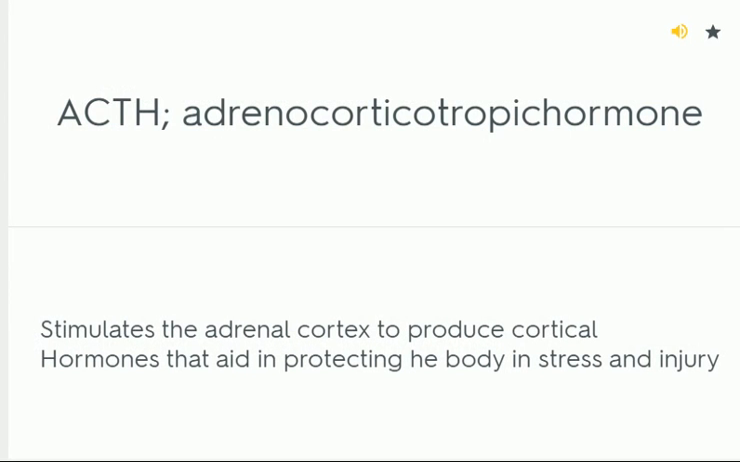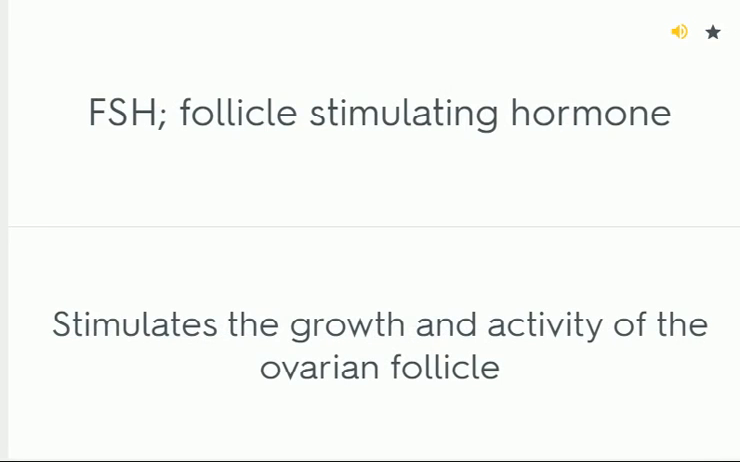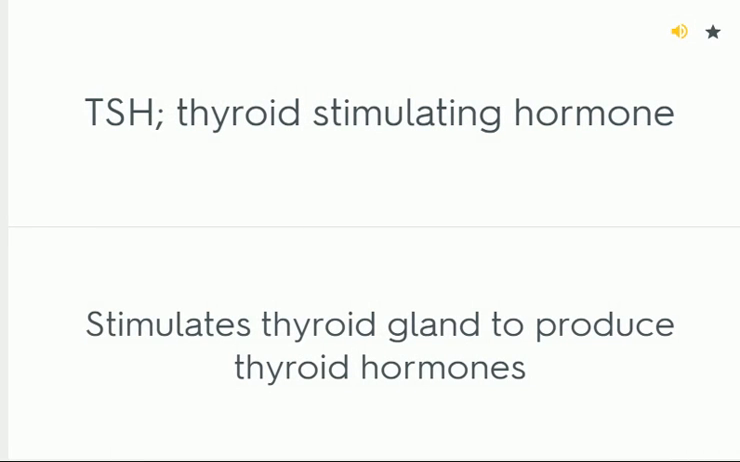ACTH, adrenocorticotropic hormone, stimulates the adrenal cortex to produce cortical hormones that aid in protecting the body in stress and injury. FSH, follicle-stimulating hormone, stimulates the growth and activity of the ovarian follicle. TSH, thyroid-stimulating hormone, stimulates the thyroid gland to produce thyroid hormones.